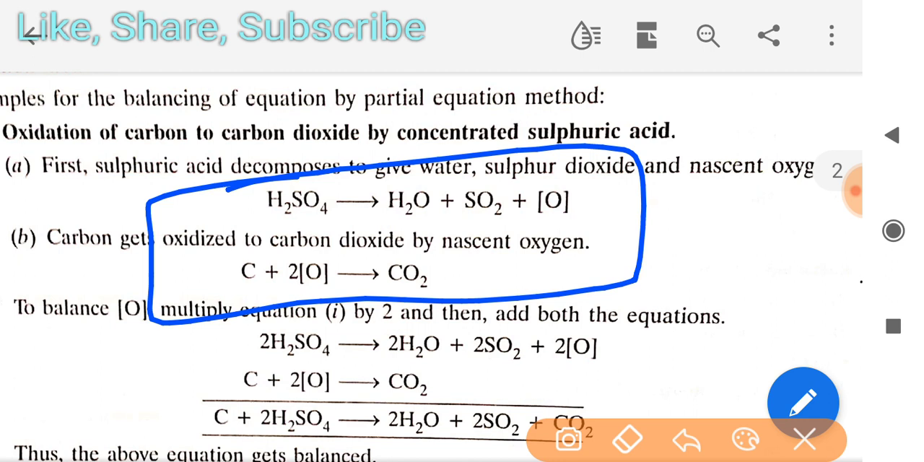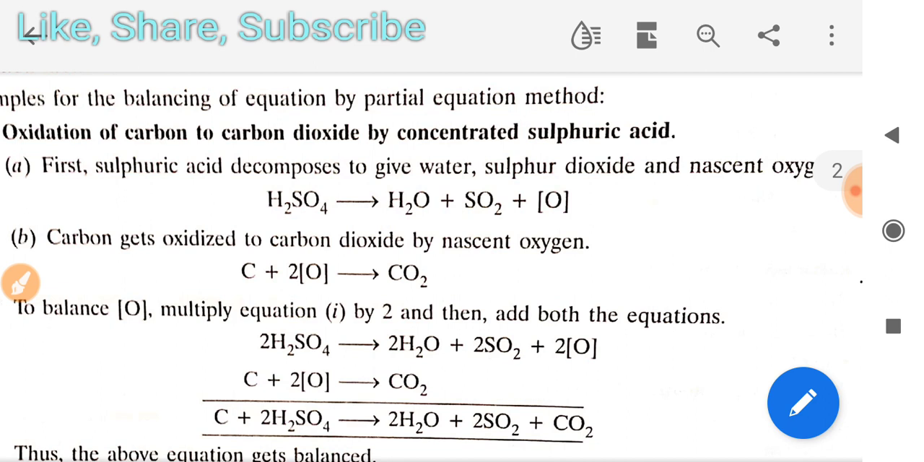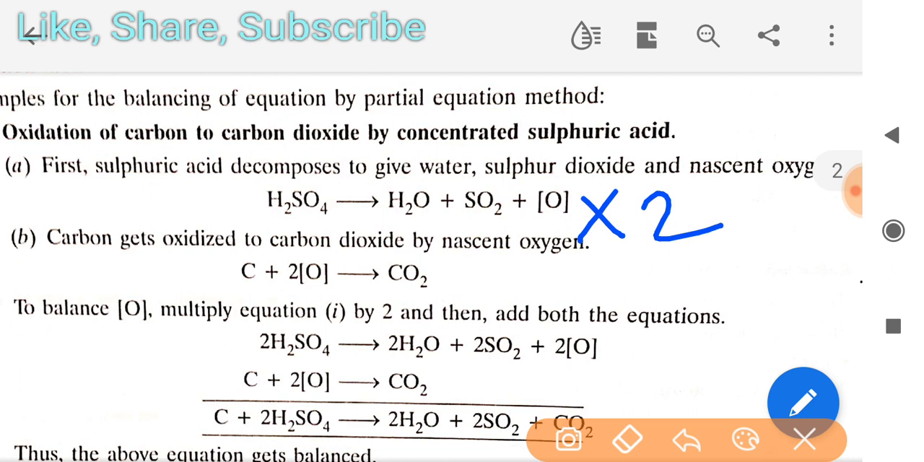Now what you have to balance here is oxygen. If you see both equations, you have to balance oxygen. So to balance oxygen, multiply the first equation by 2 and then add both the equations, because 2 oxygen is extra here.